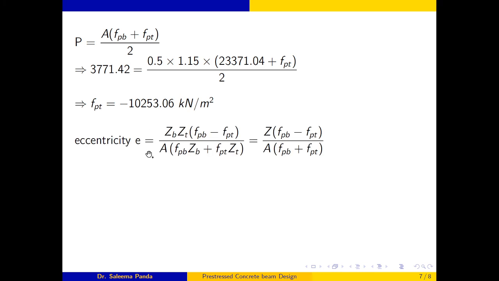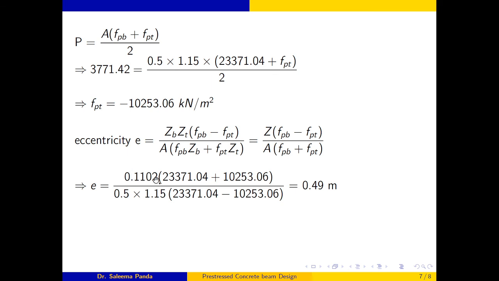So from this we can calculate the eccentricity. The eccentricity formula is ZB ZT into FPV minus FPT by area, FPV ZB plus FPT ZT. Again ZB and ZT are equal, so I'm going to take out Z. So this Z will cancel with one Z of above. So we'll get Z by area, FPV minus FPT by FPV plus FPT. So putting all the values, Z we have 0.1102 into FPV. So this is a minus value, so minus minus plus, FPT by area, which is B into D, by FPV plus FPT. So we got 0.49 meter.